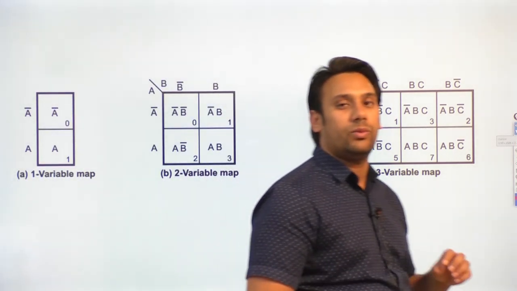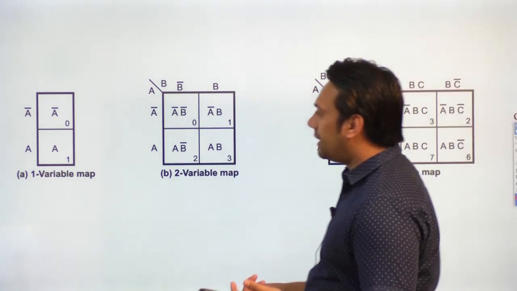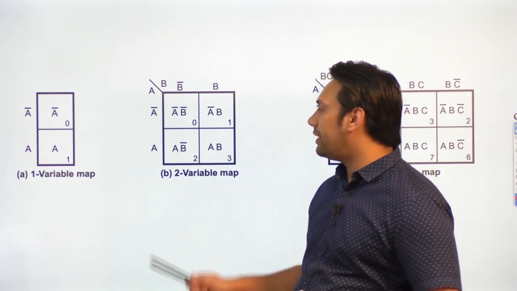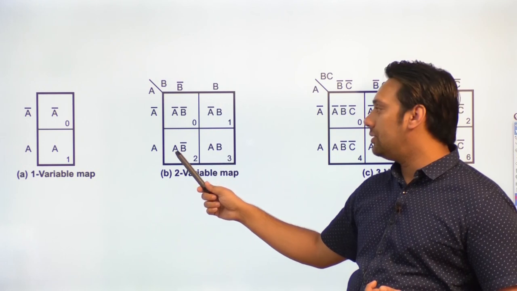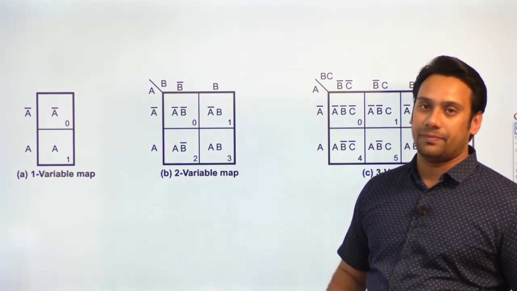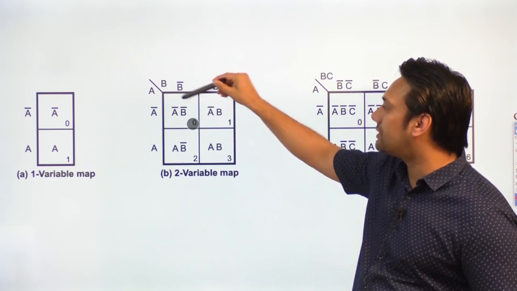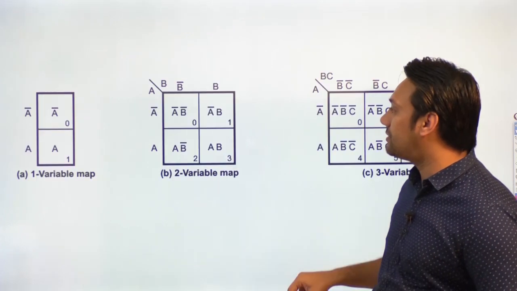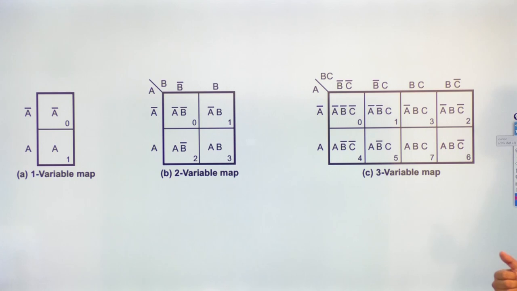So here you can see what each of these cells is representing. If I have a one variable K-map, then one entry is representing A complement, the second entry is representing A. If I have a two variable K-map, these entries are A complement B complement, A complement B, A B complement and AB. Correct? Here also, any two adjacent cells have a change of only one bit. Even in a three variable K-map, you will have a change of only one bit.